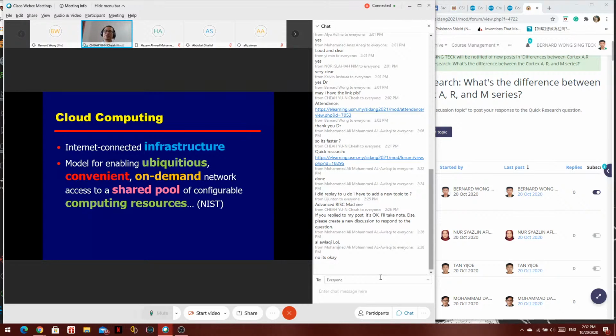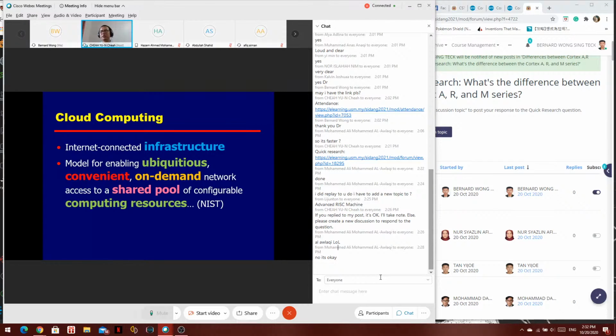Okay, it is ubiquitous, meaning you can use it anywhere, anytime. It is convenient because it is everywhere. You can use it on different devices even. The anytime part also means that it is on demand. Anytime that you need it, you can gain access to it. And the interesting thing is also it is a shared pool. That means nobody actually owns a particular machine, but everybody gets a chance to use it anyway.